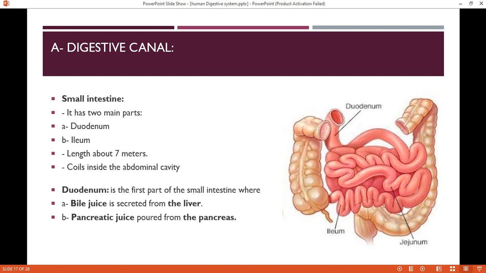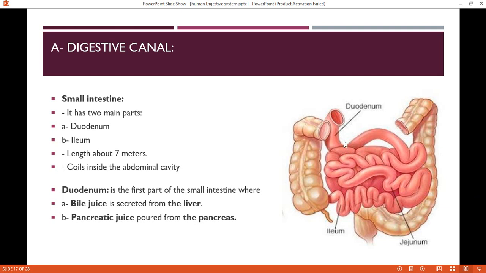How long is the small intestine? The length is about 7 meters, but it coils inside the abdominal cavity. As you see, its length is 7 meters. Oh my god, so long, but it coils inside the abdominal cavity.